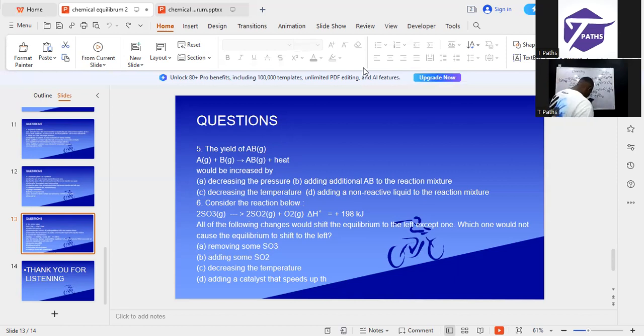The problem here is between A and B. So if I am removing some SO3, that means I'm removing some of the reactant. Therefore, equilibrium will shift to where? The left. Makes more sense. The left. Because I'm decreasing the amount of the reactant. So therefore, equilibrium will shift to the left. But if I'm adding some SO2, equilibrium will shift to the right. Therefore, the answer to that question is option B.